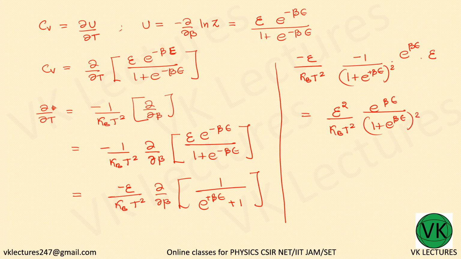Now what happened here is we divided the numerator and denominator by e to the power minus beta e, or multiplied by e to the power plus beta e, only in the last term. Okay, so we get this. Dividing by e to the power minus beta e is also the same. There is no difference.